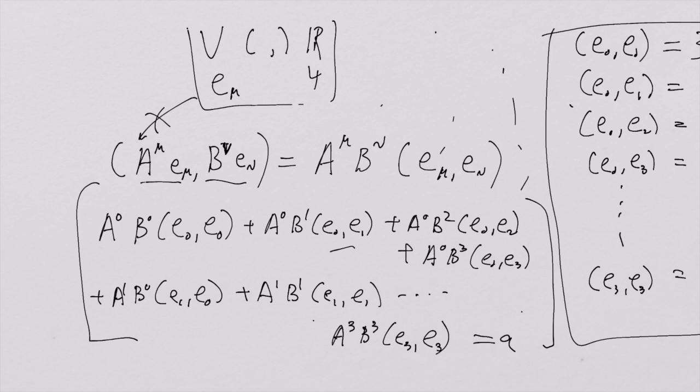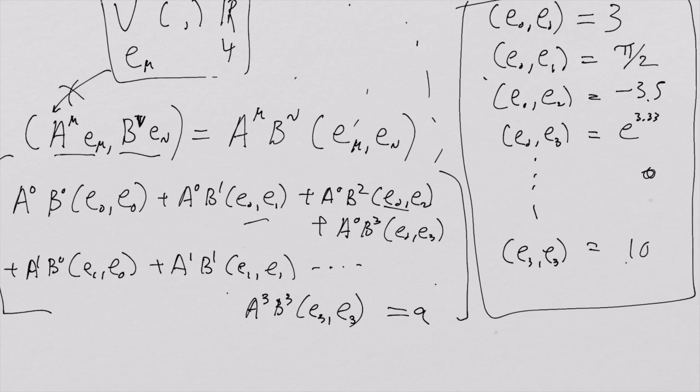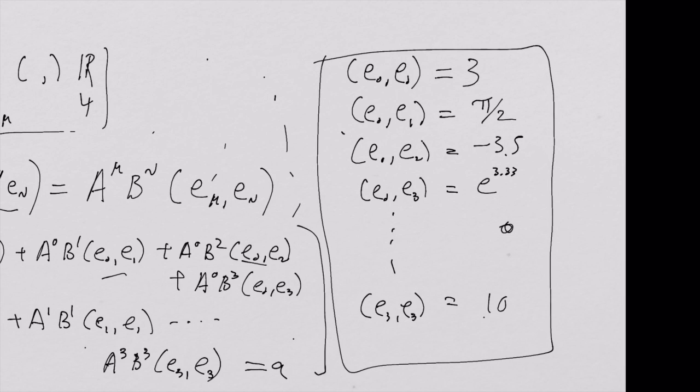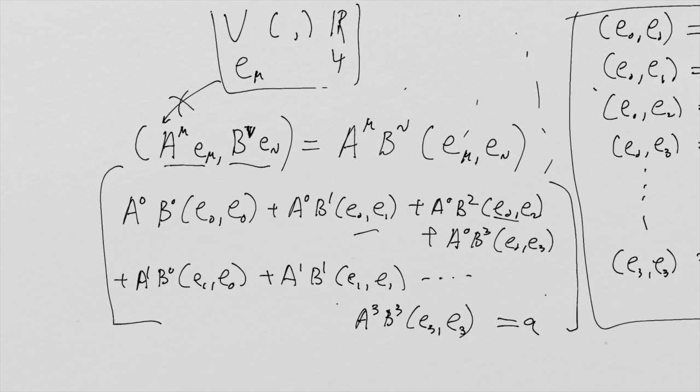And each of these I've defined using my choice of inner product, and we get an answer. You'll notice that I've chosen a negative number here, right? Which means this term, this E0, E2 term, this number could be negative.